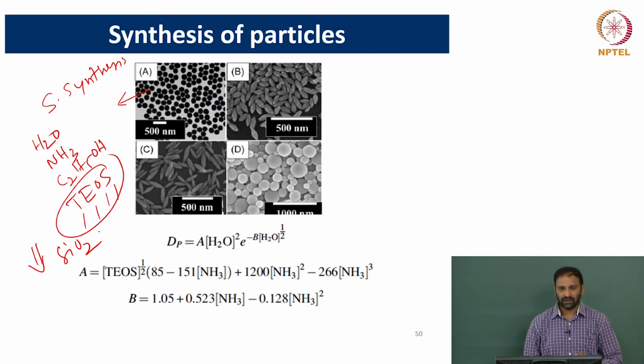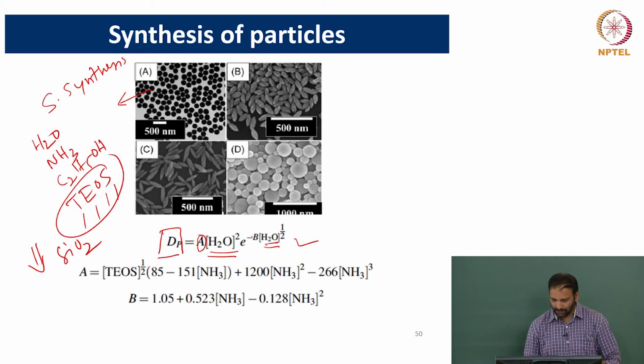There's a lot of work that has gone into the development of this synthesis procedure. It actually involves 2 reactions, a hydrolysis reaction and a condensation reaction. If you want more details, you can refer to the literature. But what people have done is they have come up with correlations that I can use for designing particles of a particular size. So this dP is the size of the particle that I am generating by the Stöber synthesis, and it depends on the concentration of the water that I am using. That is these two.